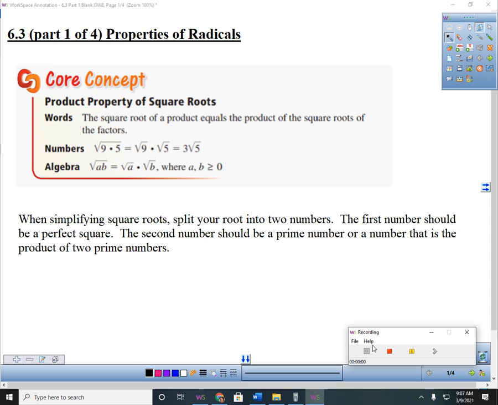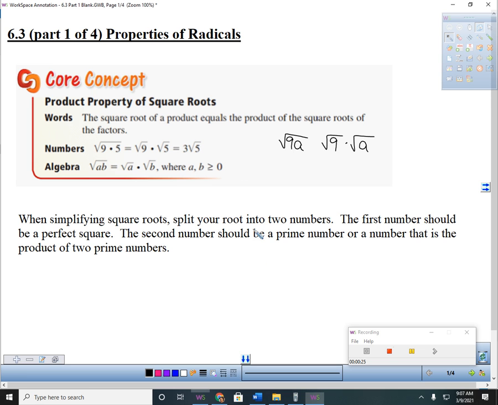Right, so lesson 6.3, we're going to separate into 4 different lessons talking about the properties of radicals. Let's say that I have a radical of 2 things times each other. I can separate that into the radical of the first thing times the radical of the second thing, and vice versa, right? If I have 2 radicals being multiplied together, then I can squish them together into 1 radical, okay? You just want to make sure that those 2 numbers are bigger than 0.